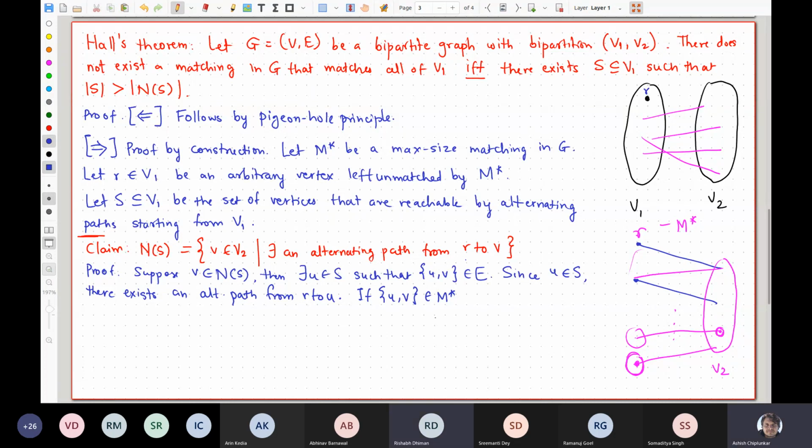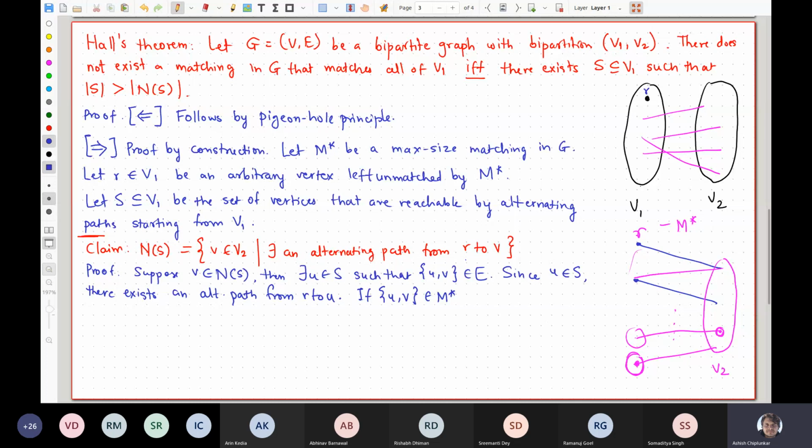Right, so observe. That just means there's an alternating path, right? By definition. Remember, in that alternating path, whenever you go from V1 to V2, you are taking a non-matching edge. And whenever you are going from V2 to V1, you are taking a matching edge.